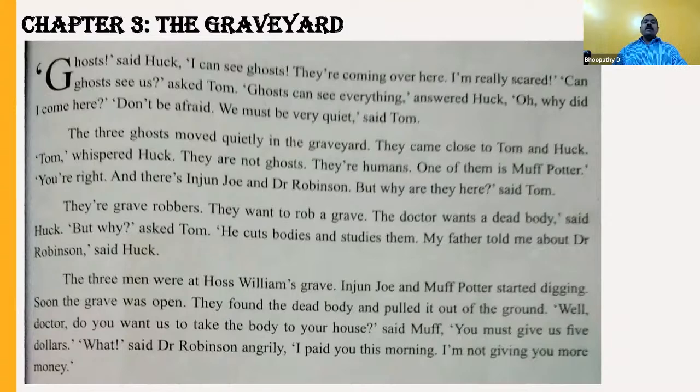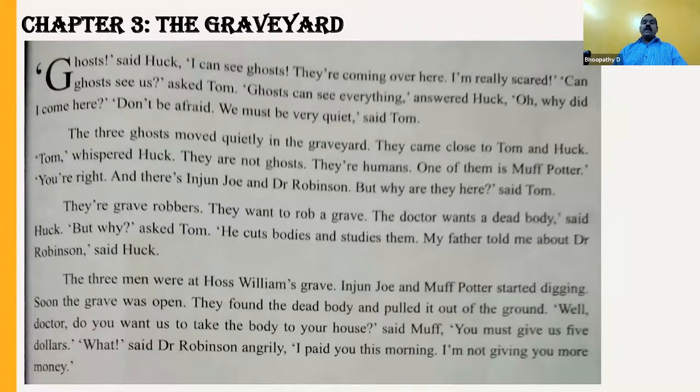They were very much afraid of the three ghosts coming close to the grave of Williams. Actually, they were not ghosts. Huck said, "Ghosts. I can see ghosts. They are coming over here."